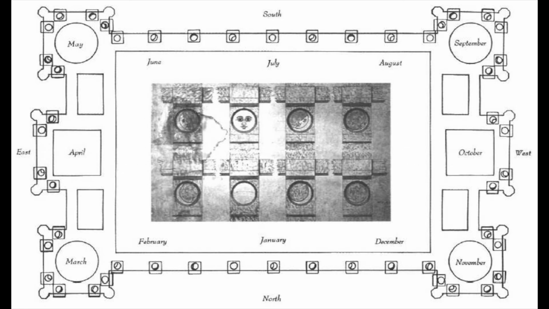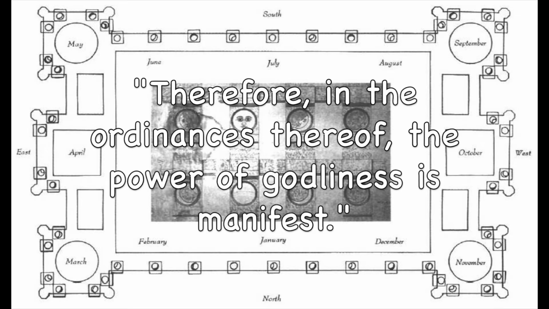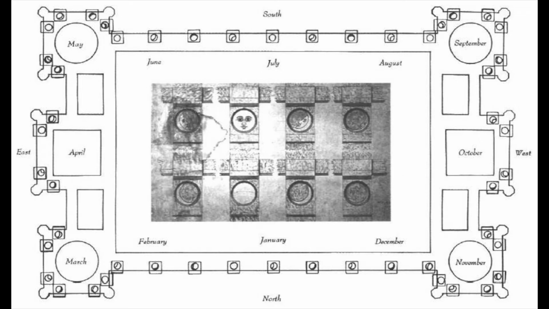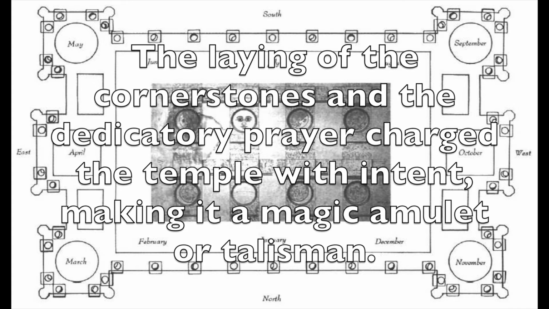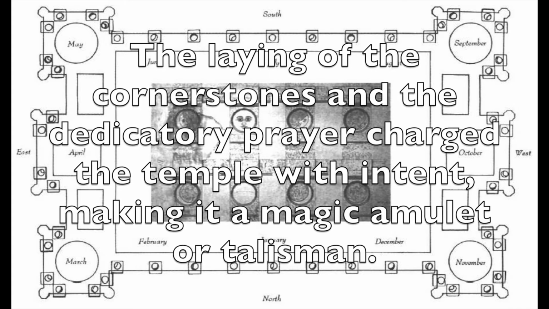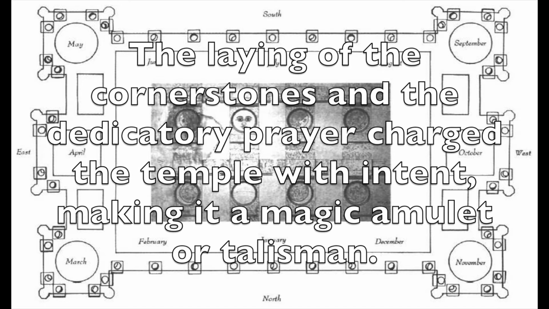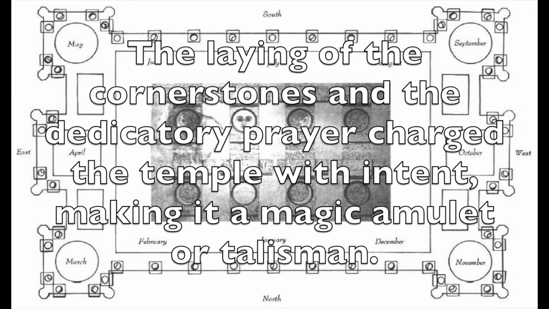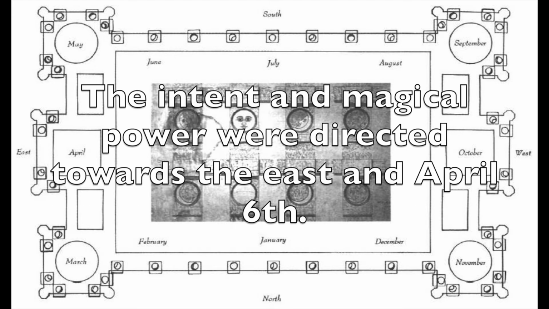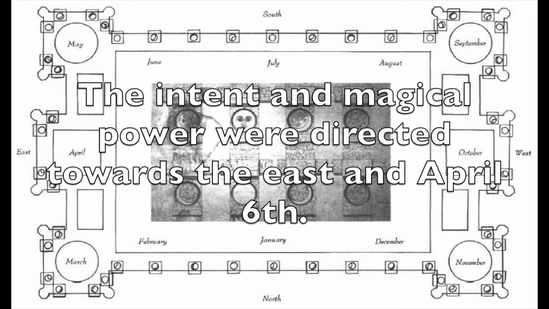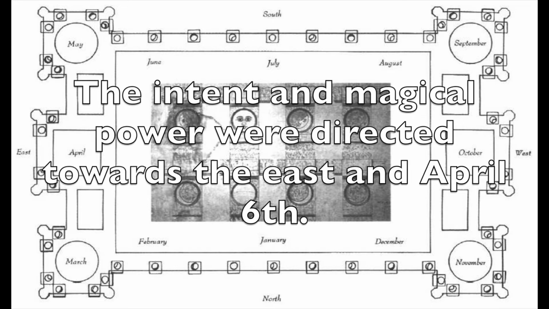As we've explained previously, all priesthood ordinances are ritual magic, manifesting the power of godliness. Through the ordinances of the strict order of the priesthood and the dedicatory prayer, the temple became a magical instrument, an amulet or talisman. The temple was charged with intent and the power of godliness. The intent and thereby the magical power were directed towards the east and April 6th.